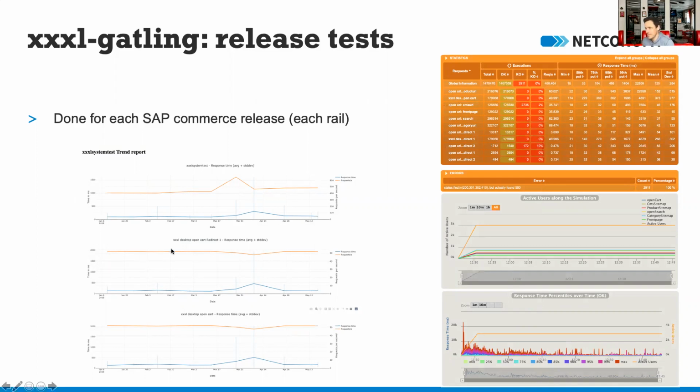On the left side, you can see how this looks over time. That's from January to May. We have 1, 2, 3, 4, 5, 6, 7, 8, 9 releases. And you can see the average response time for the total simulation and for the specific scenarios like open cart or a redirect from open cart. And then you see how this is behaving. Like we had a peak there.